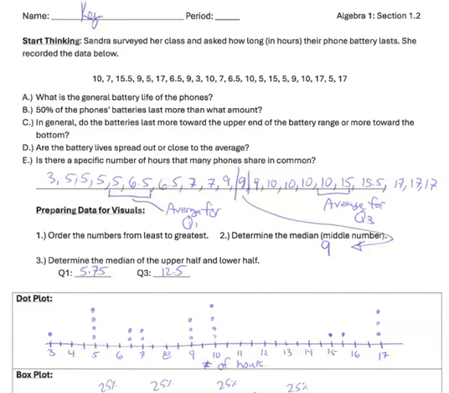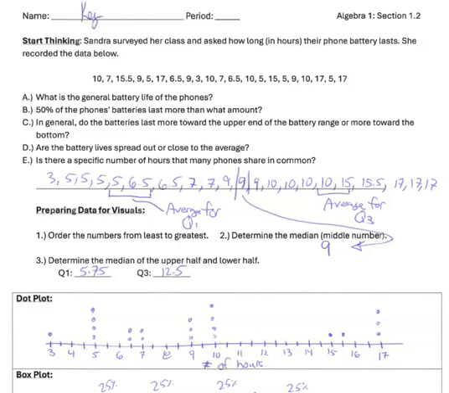And if you mess up on listing it from least to greatest, then you're going to get the wrong middle number. And when it's asking for quartile 1 and quartile 3, which are the middle of the bottom half and the middle of the top half, once again, that is near impossible unless you have this listed from least to greatest.